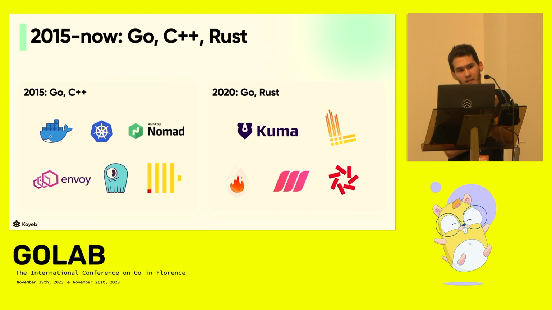In 2015, you have Docker, Kubernetes, Nomad, and all the HashiCorp tooling, including Terraform, which is written in Go. And on the other hand, you have high-performance systems like Envoy, ScyllaDB, and ClickHouse, which are all written in C++. On the right side, on what is now, Kuma, we'll speak about it later, is basically a control plane for service mesh, and Loki is also written in Go. And on the bottom, you have Firecracker, Meilisearch, and Quickwit, which are high-performance systems written in Rust.